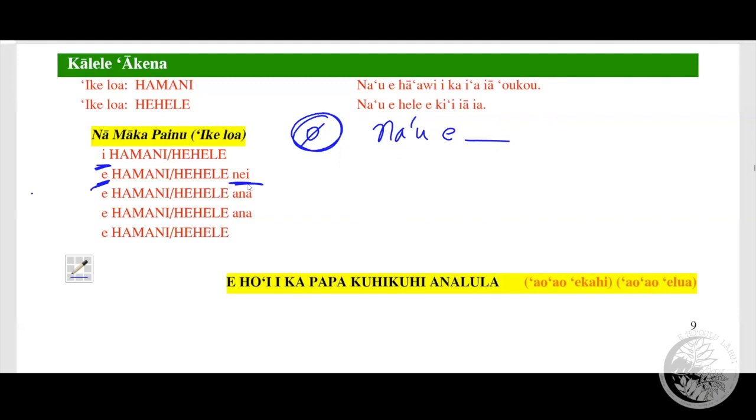I can also use the ʻēana, both in the past progressive. Na'u e holoiana I kalole I nehine. It was I who was washing. It was washing, past progressive.